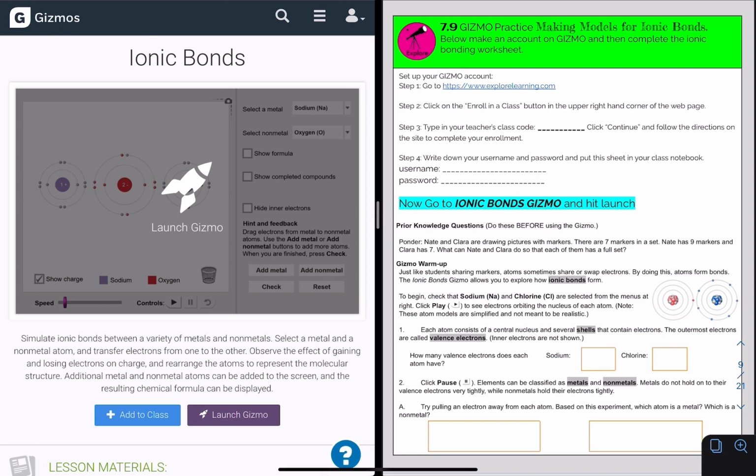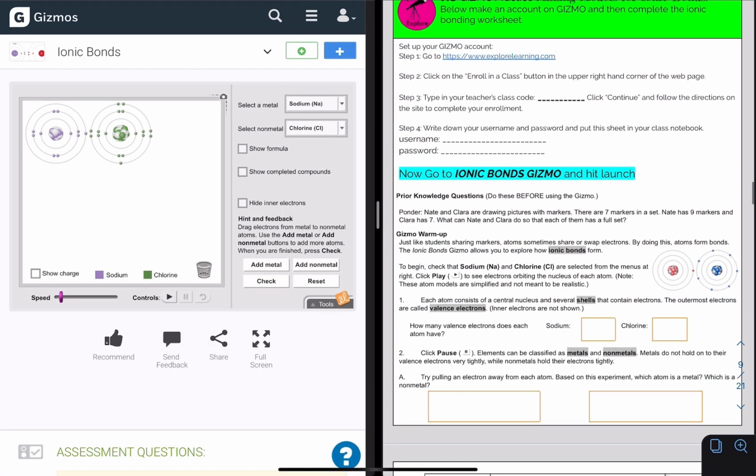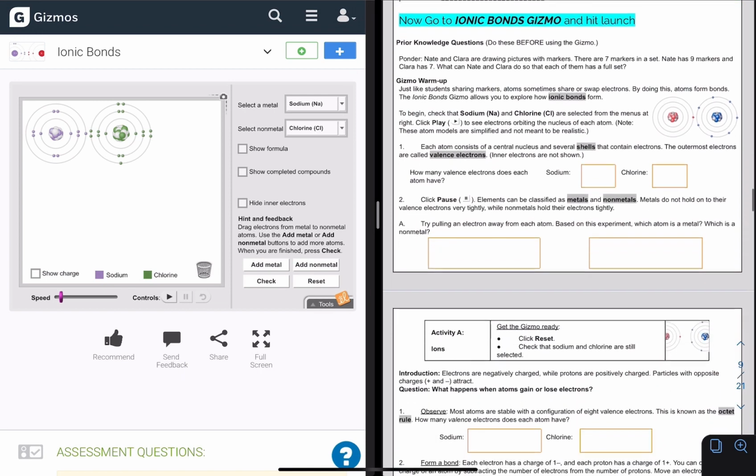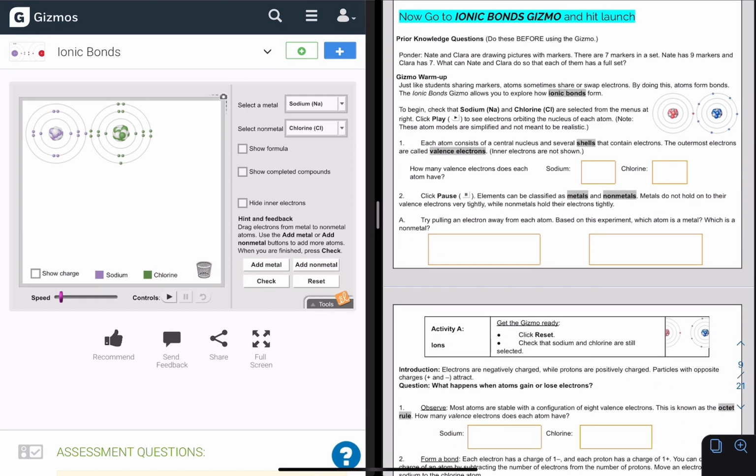So we're going to start by launching the gizmo. So again, you should already have signed up and logged in. Alright, so now we're in the Ionic Bonds gizmo. We hit launch, and there's a prior knowledge question. So this is just to get you thinking about what you're going to be doing.